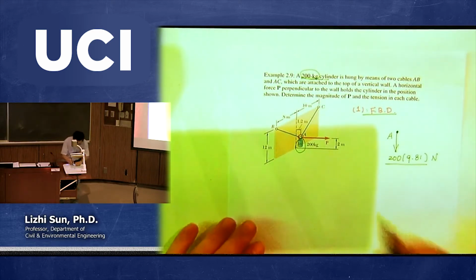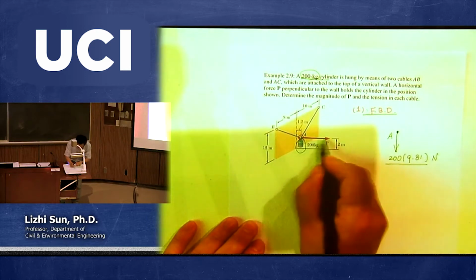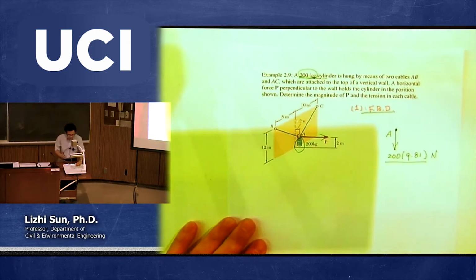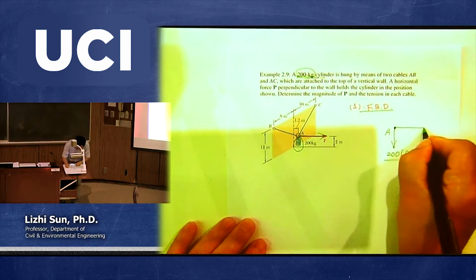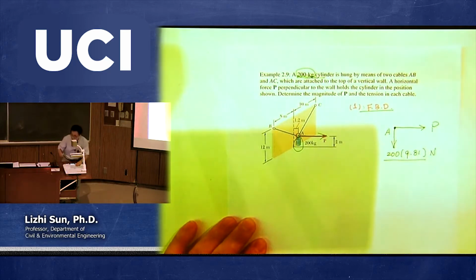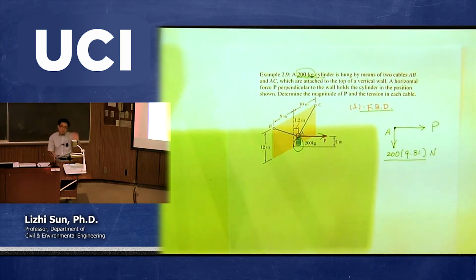Second force, there is a horizontal force called P acting on point A, and that's fine. So we just need to plot a force P here, and we don't know the magnitude because we need to calculate it. That's why we use a symbol called P. So finally, we need to calculate P equal to what?